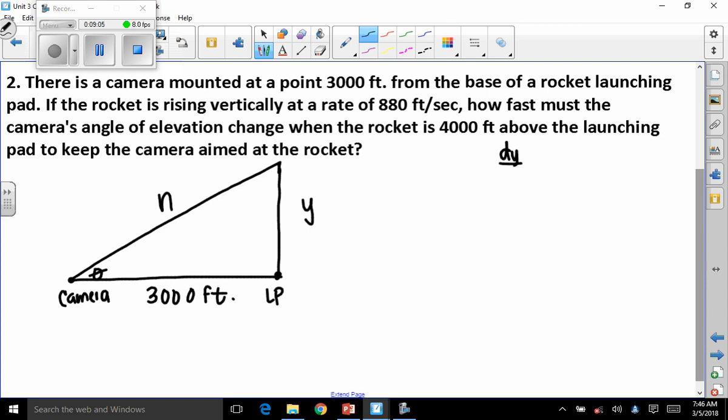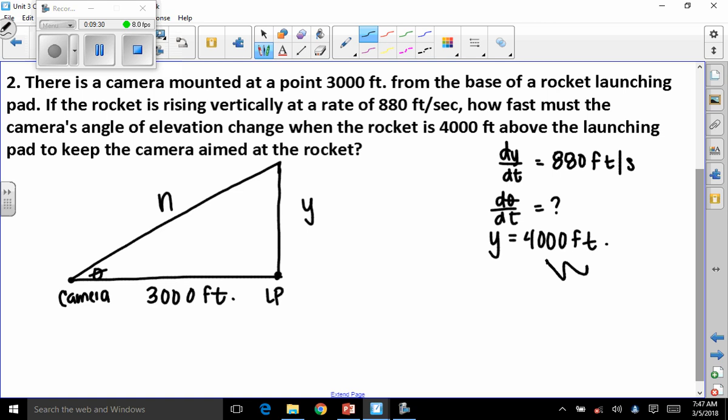dy/dt is what? 880, because that's how fast the rocket is moving vertically, right? So that would be its rate of change. What else do we know? Yeah, we want dθ/dt at the instant that y is 4,000 feet. But we hope the rocket doesn't just get to 4,000 feet and stop, right? So we know that this is changing, so we're not going to use it until we're ready to do so. Okay? All right, so we're looking for dθ/dt.